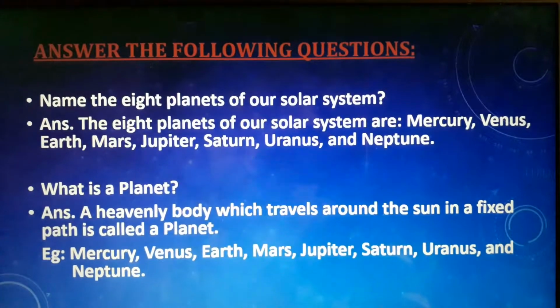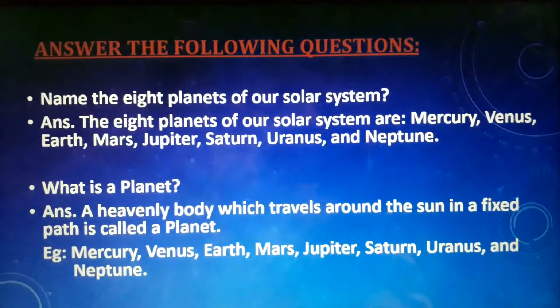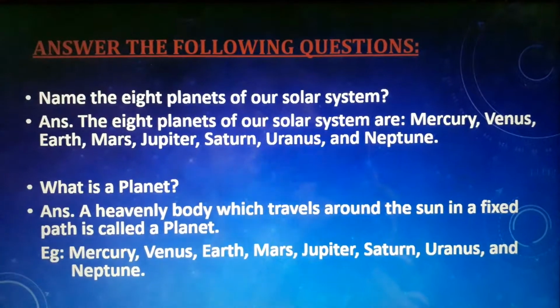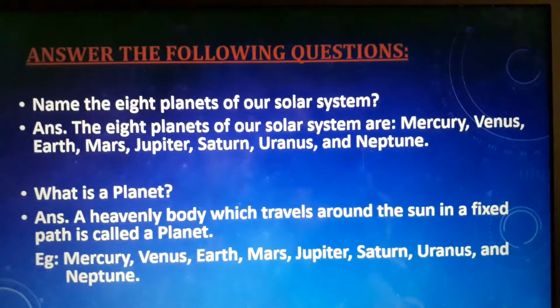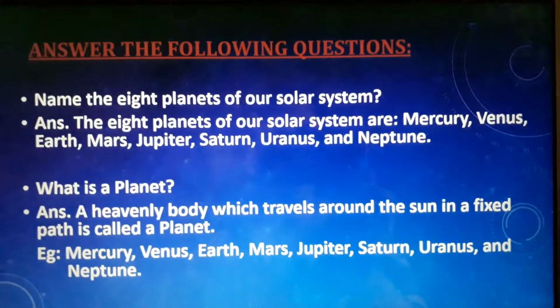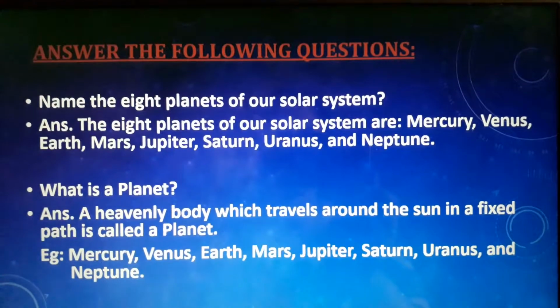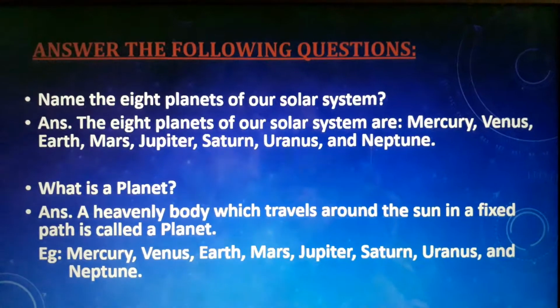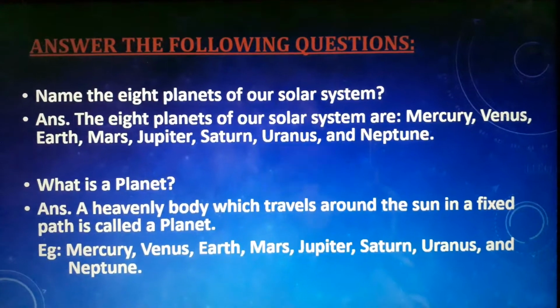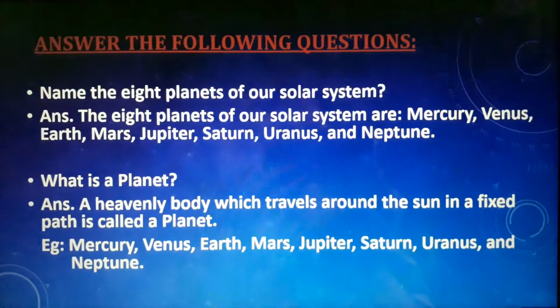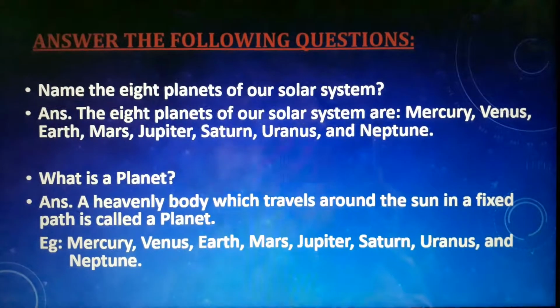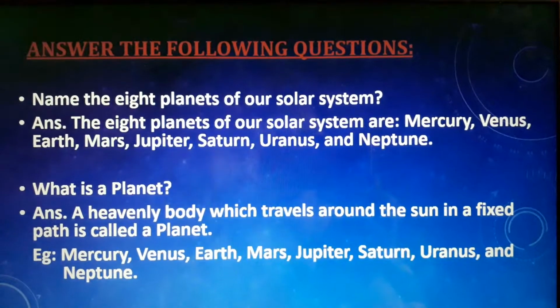Name the 8 planets of our solar system. The 8 planets of our solar system are Mercury, Venus, Earth, Mars, Jupiter, Saturn, Uranus and Neptune. What is a planet? A heavenly body which travels around the sun in a fixed path is called a planet. Example: Mercury, Venus, Earth, Mars, Jupiter, Saturn, Uranus and Neptune.